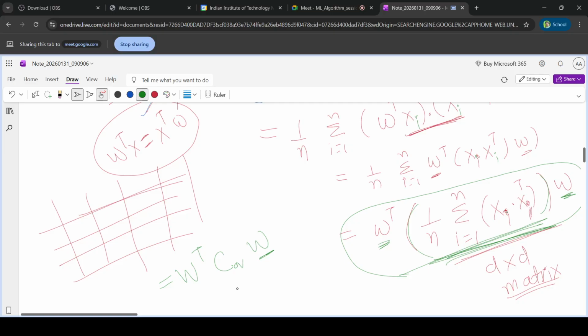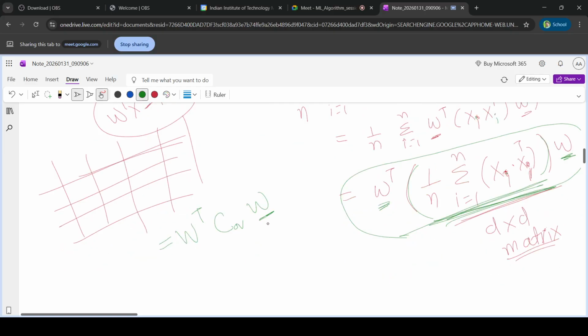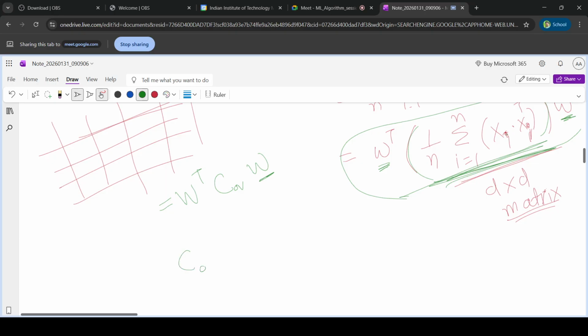So what is C here? C is nothing but the covariance matrix, which is 1 by n summation from 1 to n. You have to calculate this one in your exam also. So this is xi into xi transpose. This is the covariance matrix you have to calculate, along with its eigenvalues and eigenvectors, and then you will simply get the actual data. With the eigenvectors and directions, you can plot that point.